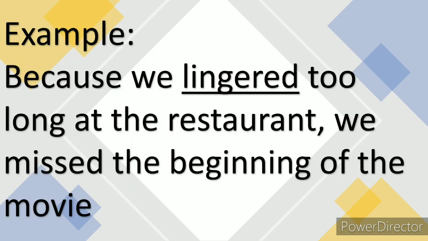Another example: Because we lingered too long at the restaurant, we missed the beginning of the movie. The unfamiliar word is lingered. This is an example of a cause and effect context clue. Lingered means staying for long, staying too long. That's why they were not able to watch the beginning of the movie.